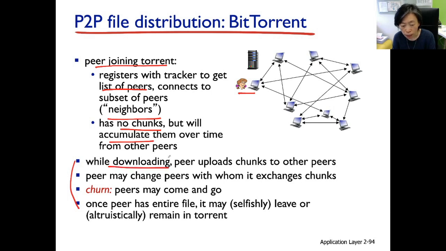Now, the general operation is this. Each peer will be downloading chunks while also uploading chunks to other peers. And the pairs of peers exchanging chunks could change from time to time. They may change the peers with whom they exchange chunks, and peers might just go away and come back in the middle of the exchange. That could be a bit disturbing. There's a special term for it called churn. Hopefully there are fewer of these churns, but sometimes it's not really controllable.